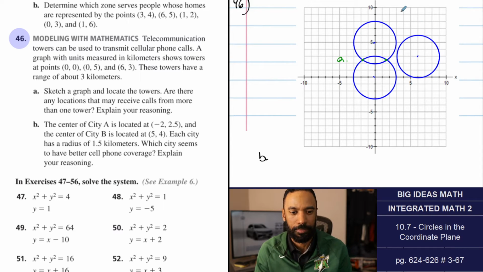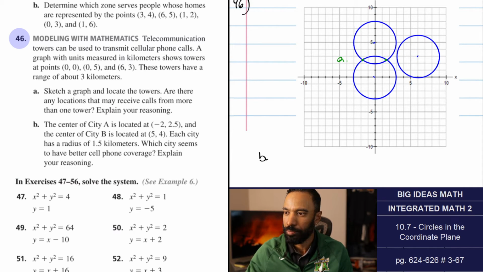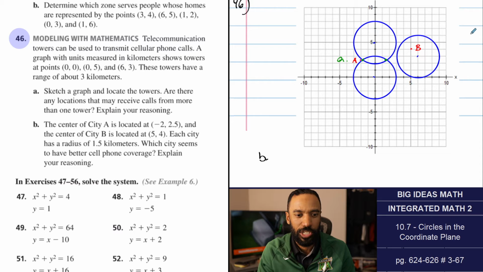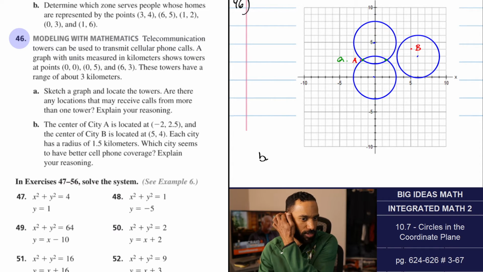Center B is at 5, 4. 5, 1, 2, 3, 4. So here's center. I still need the things, right? So -2, 2.5 is around there. I'm going to call that center A. Center B is at 5, 4. City B. Each city has a radius of 1.5 kilometers. Which city seems to have better cell phone coverage?